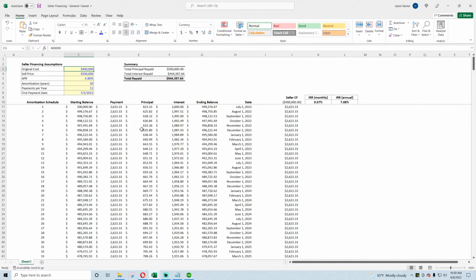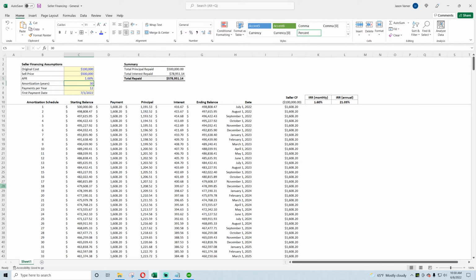So if your cost was really low, you can charge the buyer, and the buyer only has to pay you a little bit in order for you to get a certain internal rate of return. Like say here now it's like 1%. So the payment here is what matters, and this will change. Essentially, it's a factor of what your IRR desire is, and that's going to be a factor of what your cost was versus what you're selling it for.